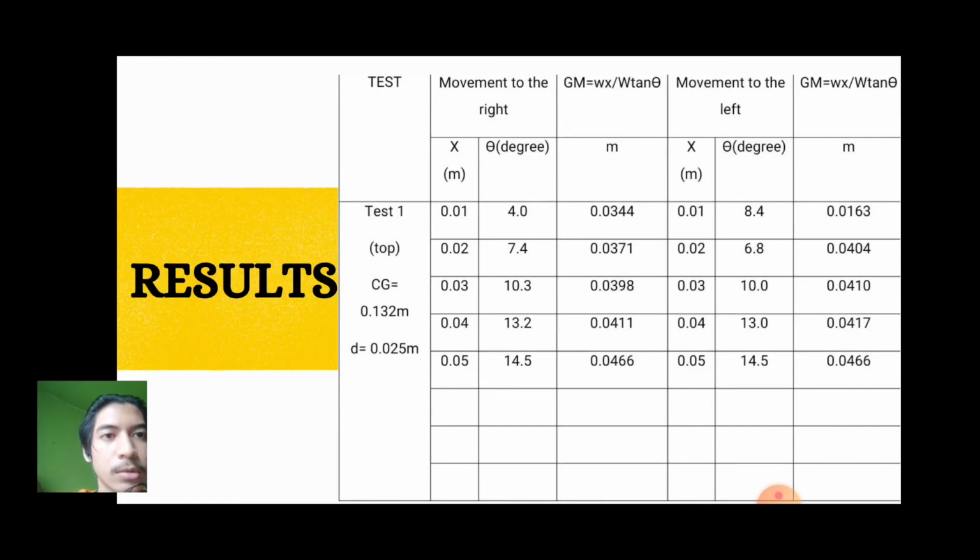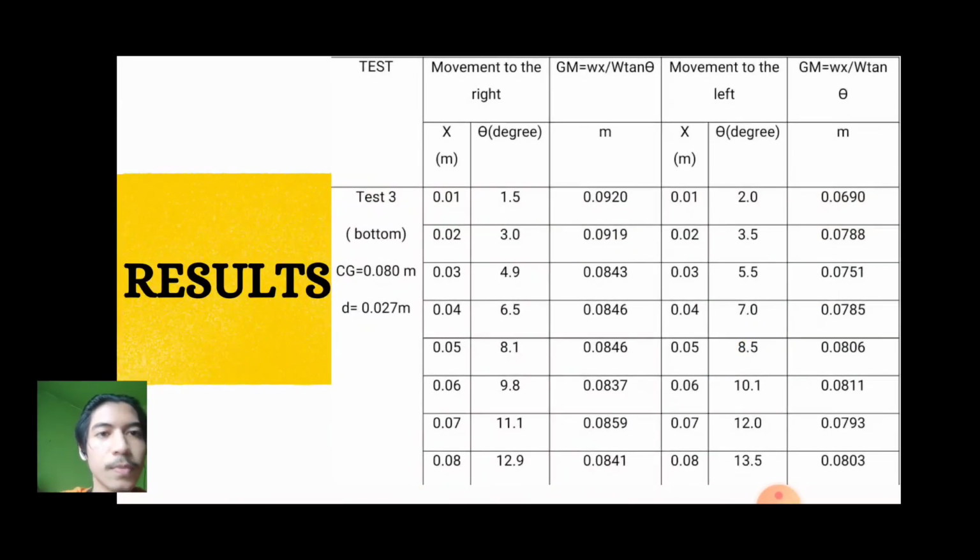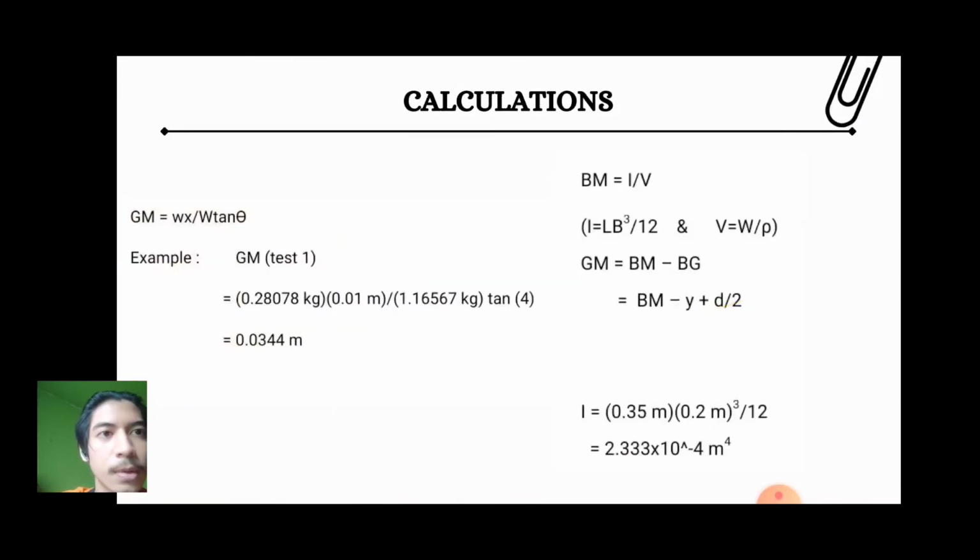This is the result for test 1, and this is the result for test 2. This is the result for test 3. The calculation: GM equals Ws over W tan theta.